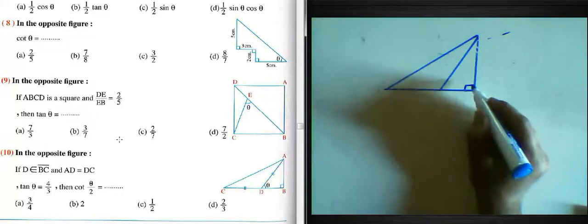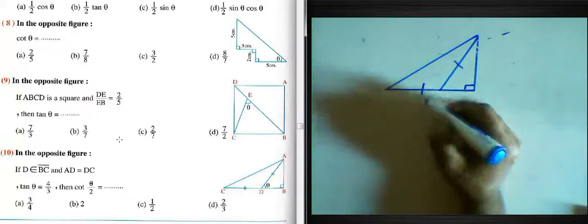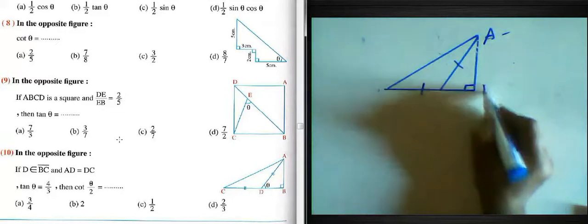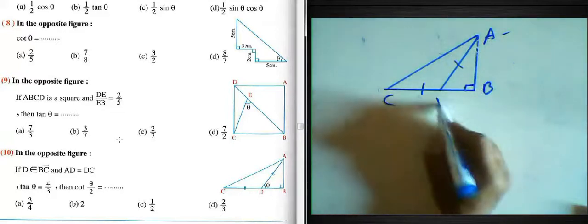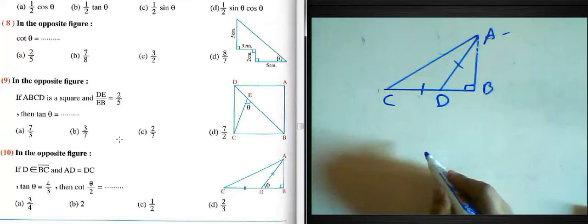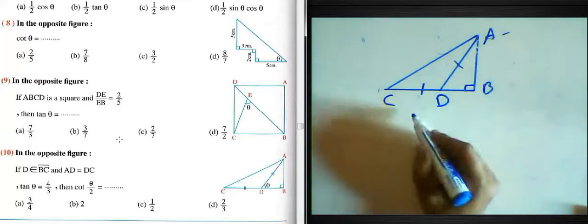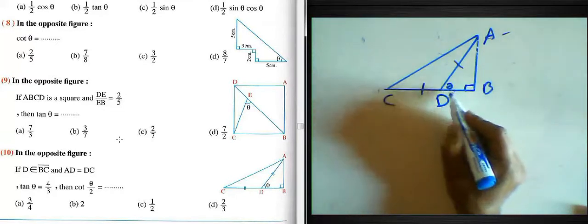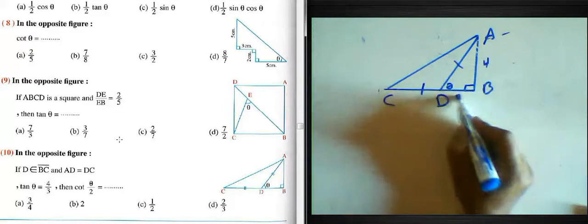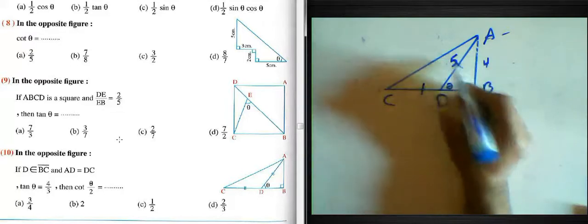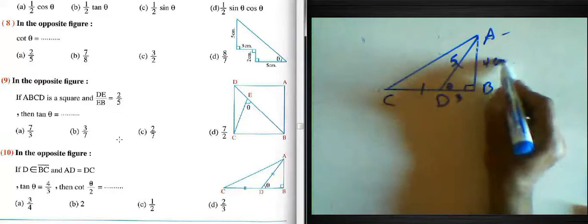Look at it with me. This side equals side A, B, C, D. He gave us information about tan theta. Where's theta? Theta is here. Tan theta equals 4 over 3. We can find this length will be 5 by Pythagoras. 4 centimeters, or 4 m.